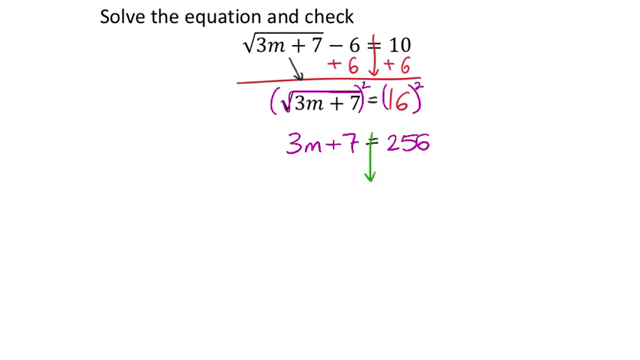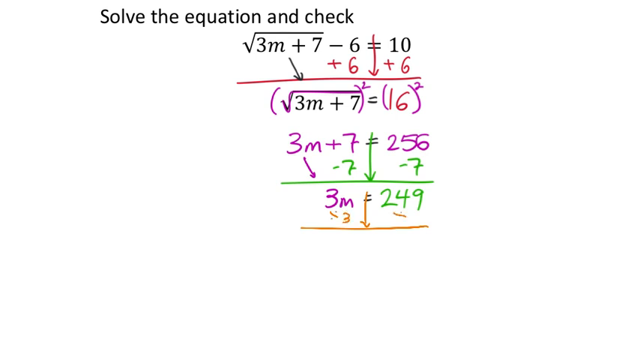So I'm going to solve this like I would a regular equation. I'd like to be able to take this 3m and drop the plus 7, so I subtract 7 from both sides. I get 249. And then, since I'm solving for m, let's divide both sides by 3. It's going to come out to 83. Yeah, that's pretty good. So m equals 83. Now, does it really equal 83?